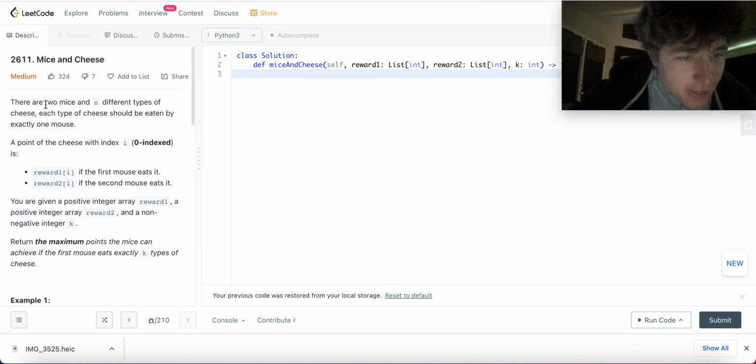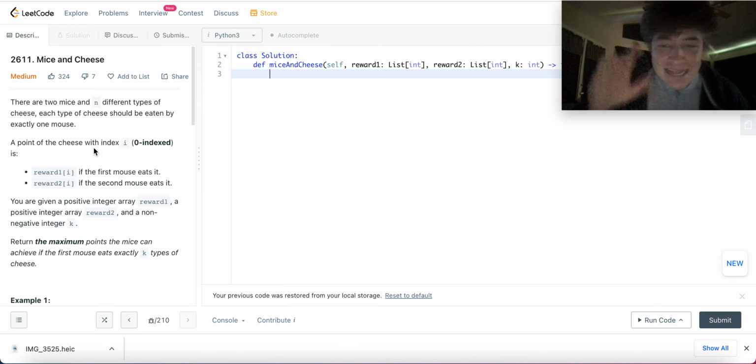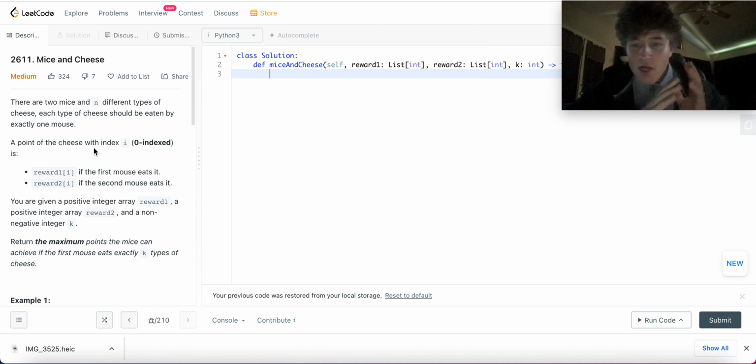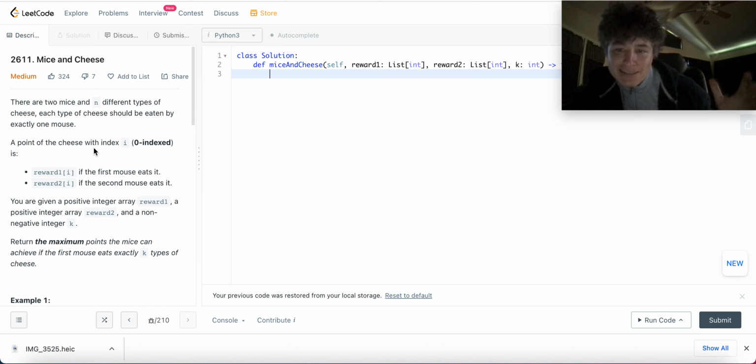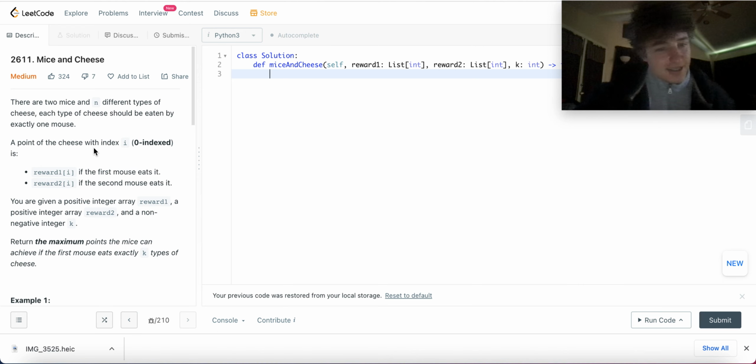Alright, there are two mice and n different types of cheese. That's a lot of different types of cheese, man. Each type of cheese should be eaten by exactly one mouse, alright? One of the two mice... If English isn't your first language, it's weird, I know. Mouses? No, mice. Okay? There's all this cheese and they decide which cheese they're going to eat.